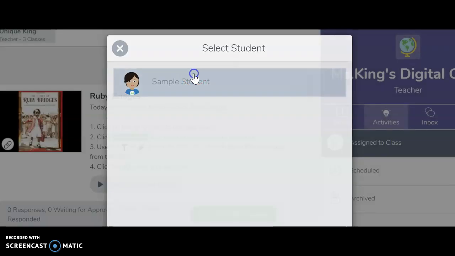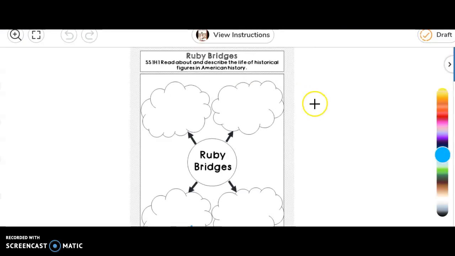find your name, and then you will complete the graphic organizer. Remember, you can draw or you can write the 4 facts that you've learned about Ruby Bridges in each bubble.